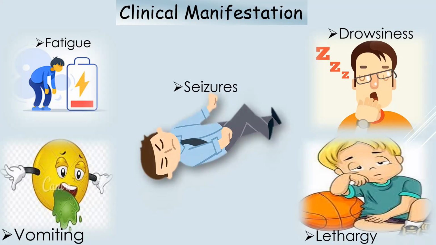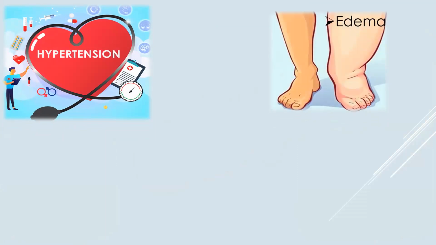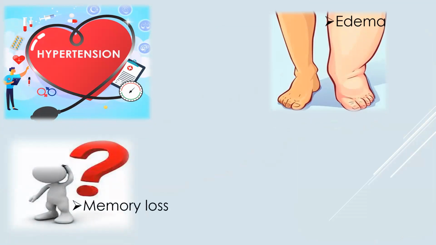Seizures are the burst of uncontrolled electrical activity between the brain cells that causes temporary abnormalities in muscle movements, or simply we can say that seizures are the abnormal shaking of the body. Next, we have hypertension. As we all know, hypertension is high blood pressure. And then edema, a swelling caused by excess accumulation of fluid in our body. Then memory loss, also known as amnesia.